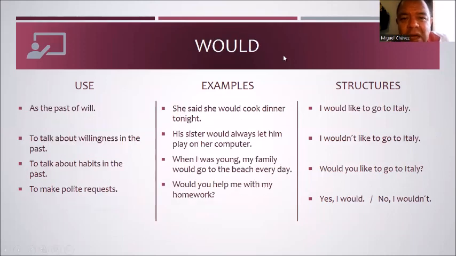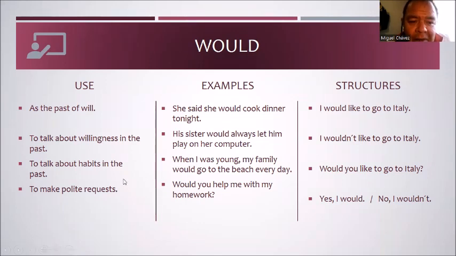Let's check the second modal verb, would. Would is used as the past of will. For example, she said she would cook dinner tonight. It is used to talk about willingness in the past. His sister would always let him play on the computer.